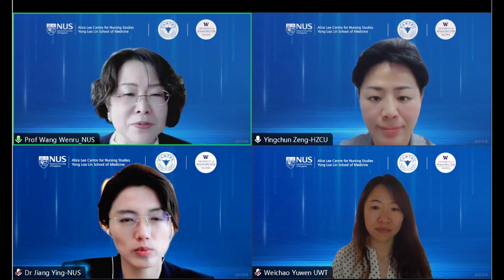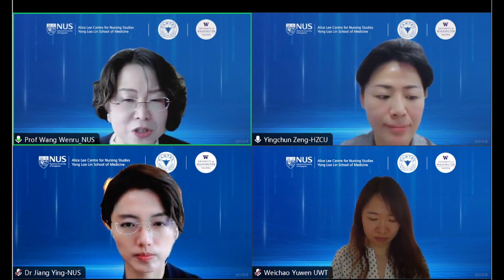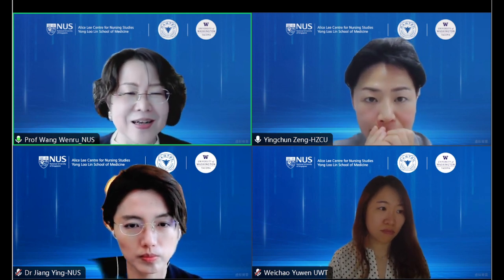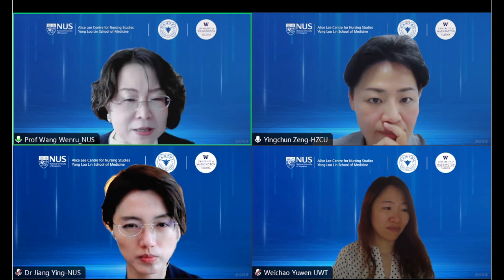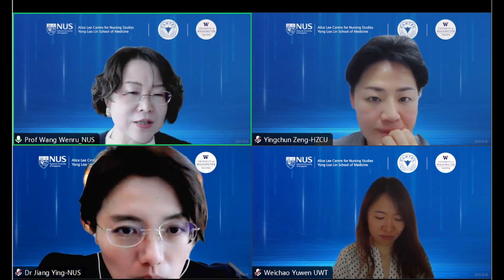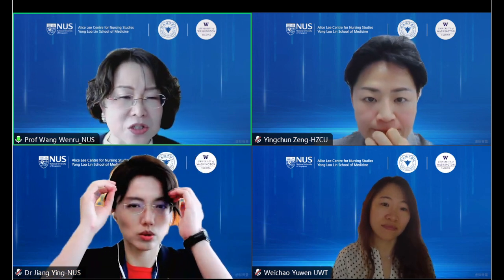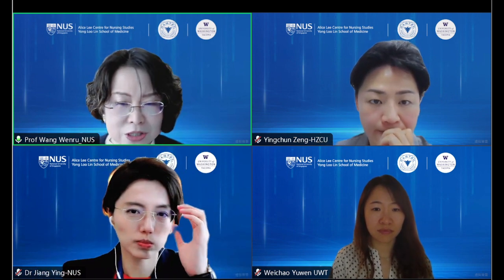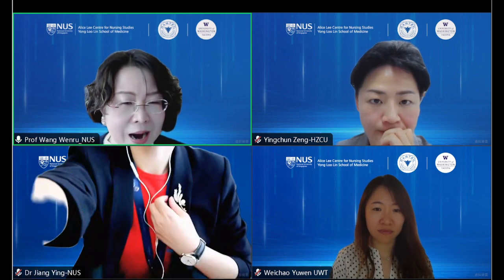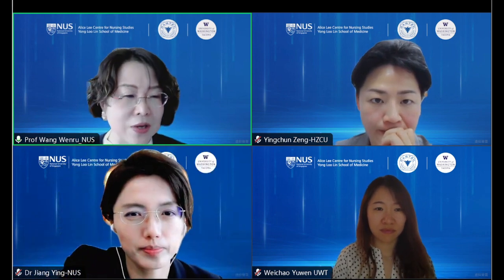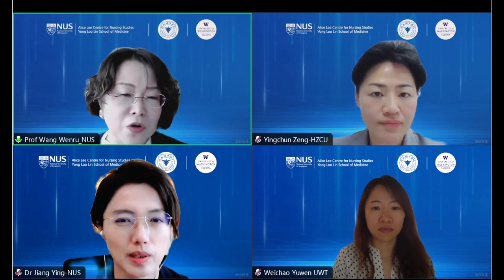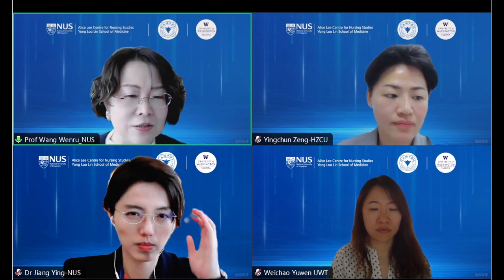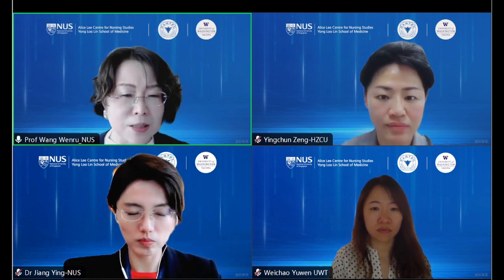So Yingchun's presentation actually focused on the application of immersive extended reality XR and metaverse in nursing research and education. Yingchun provided a very detailed overview of XR technologies, which include AR, VR, and MR, mixed reality, and their application for cognitive assessment and rehabilitation, particularly for patients with cancer and also the elderly with mild dementia.